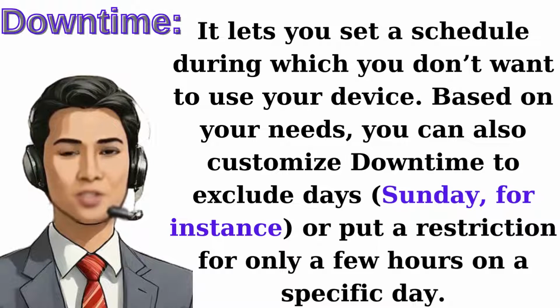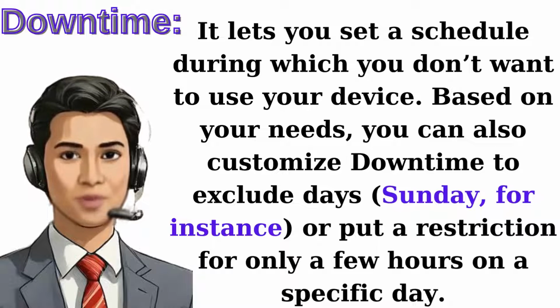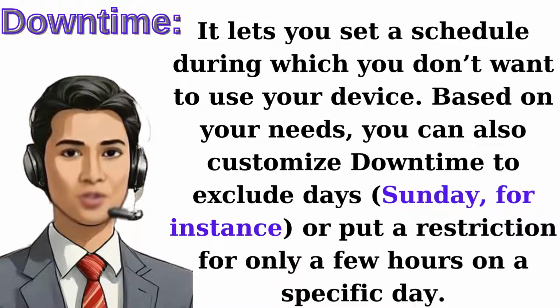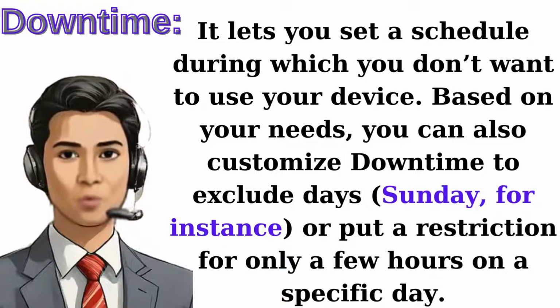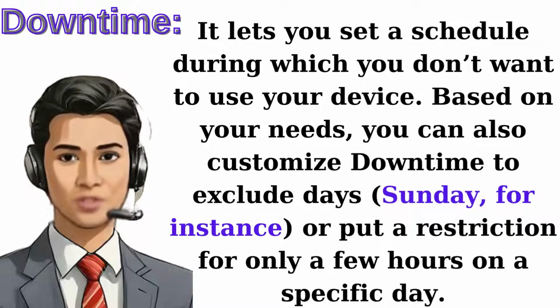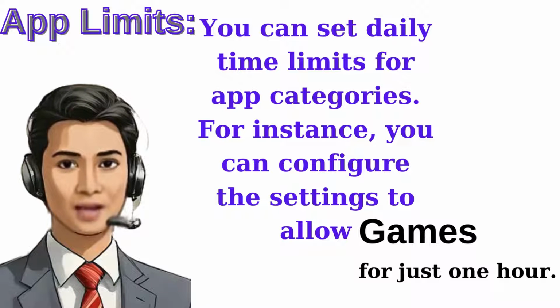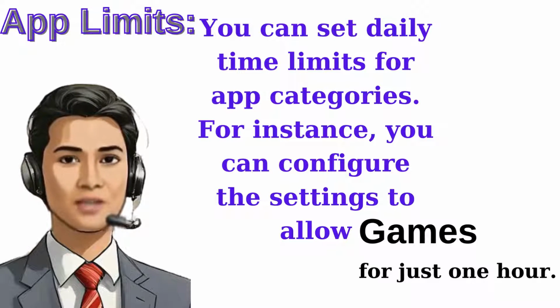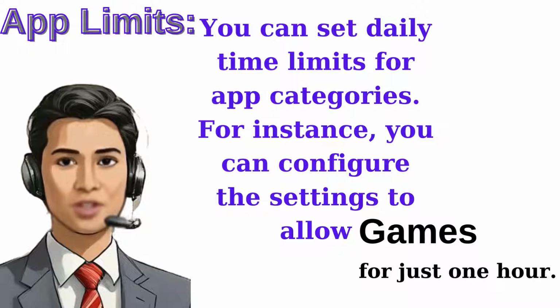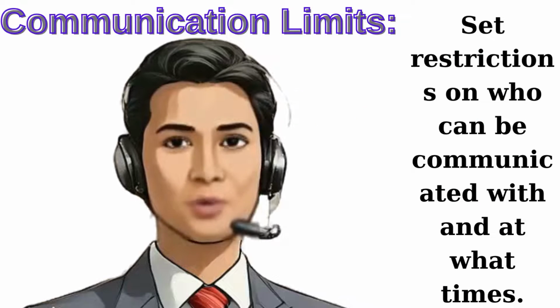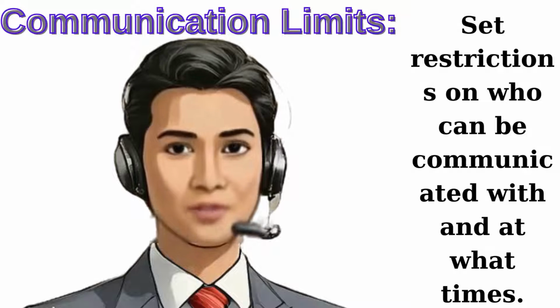Downtime. It lets you set a schedule during which you don't want to use your device. Based on your needs, you can also customize downtime to exclude days, Sunday for instance, or put a restriction for only a few hours on a specific day. App Limits. You can set daily time limits for app categories. For instance, you can configure the settings to allow games for just 1 hour. Communication Limits set restrictions on who can be communicated with and at what times.